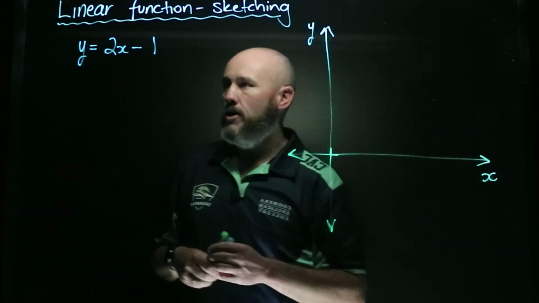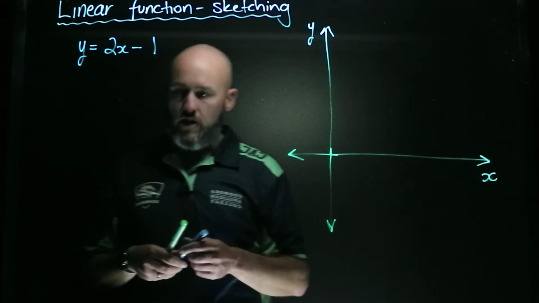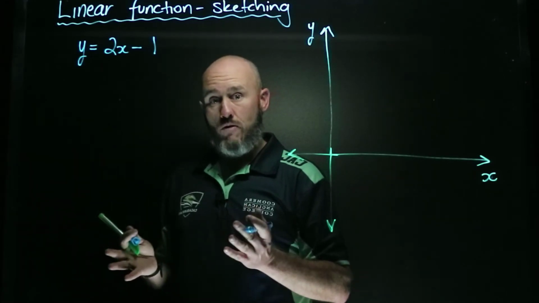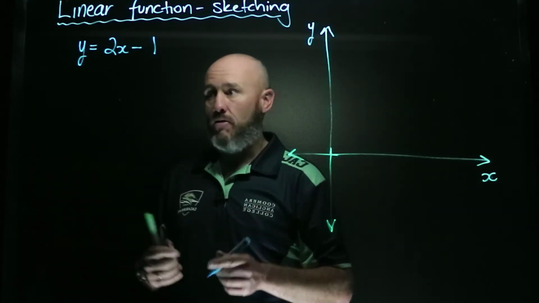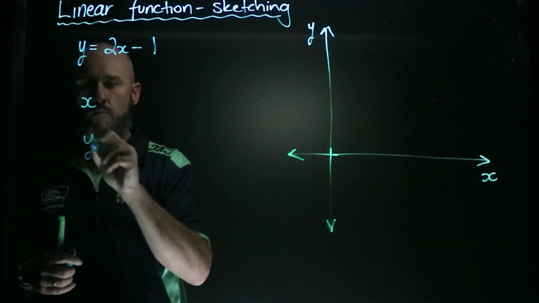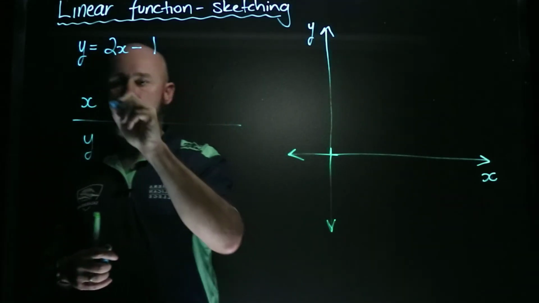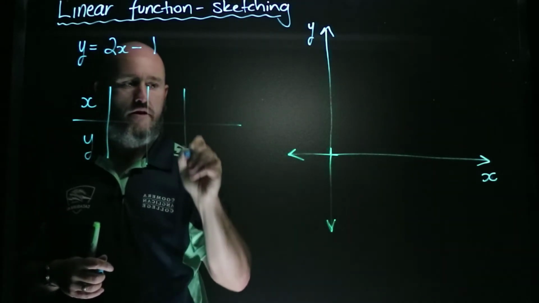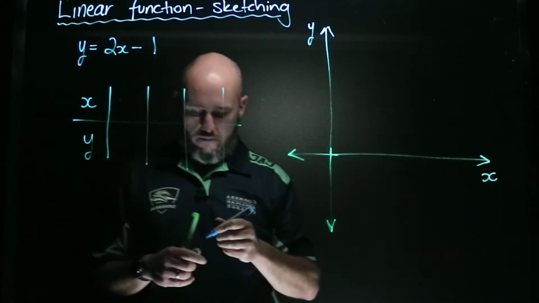Now, we have y equals 2x minus 1, and I'm going to show you a couple of ways to build this sketch. The first is a table of values. You need to be aware of the method of a table of values. A table of values is set up like this, x and y, or it could be A and B or T and C or whatever it is, and it's where you get a set of information.